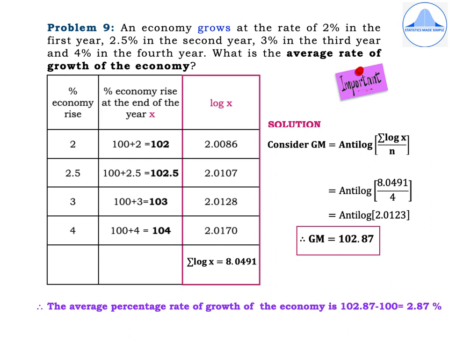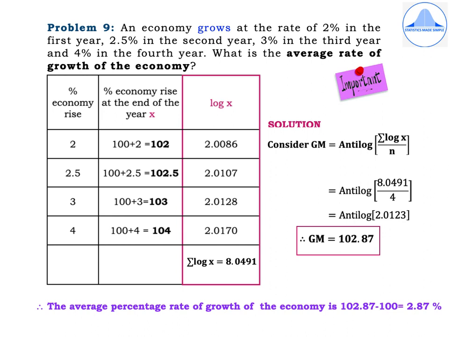Problem 9 and problem 10 are important as they are of a different kind. Problem 9. An economy grows at the rate of 2% in the first year, 2.5% in the second year, 3% in the third year, and 4% in the fourth year. What is the average rate of growth of the economy?